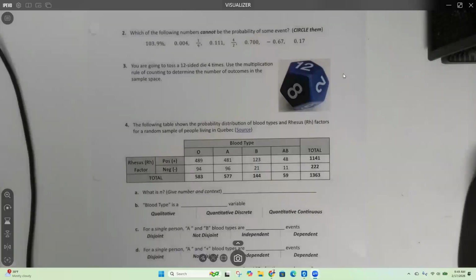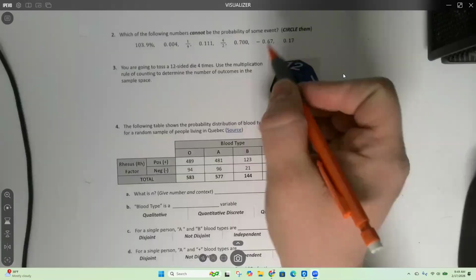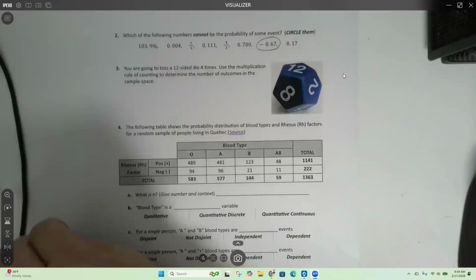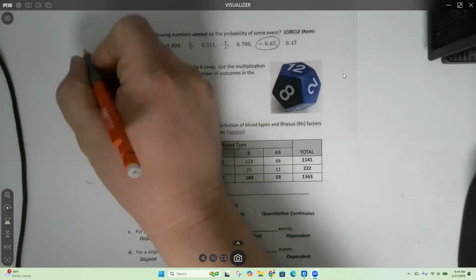Which of the following numbers cannot be the probability of an event? So Rachel says the negative. I agree with you. There is more than one. There are three of them here.